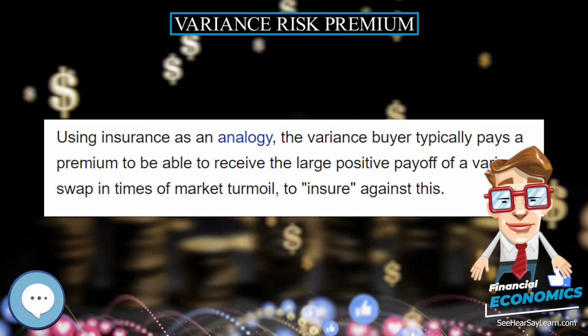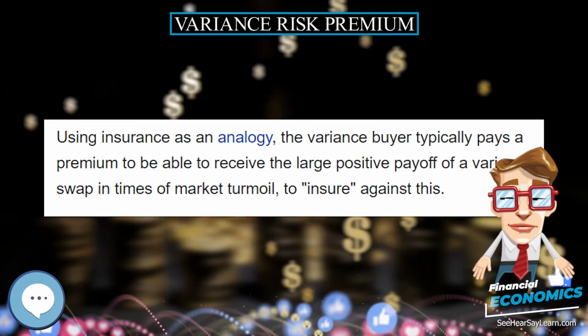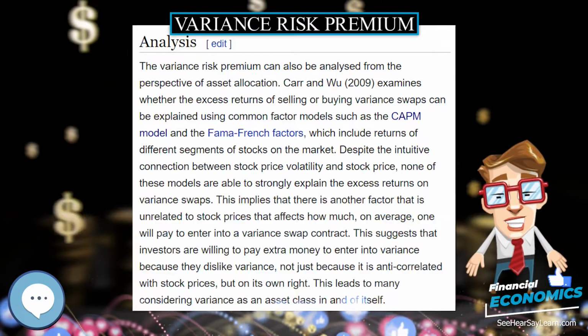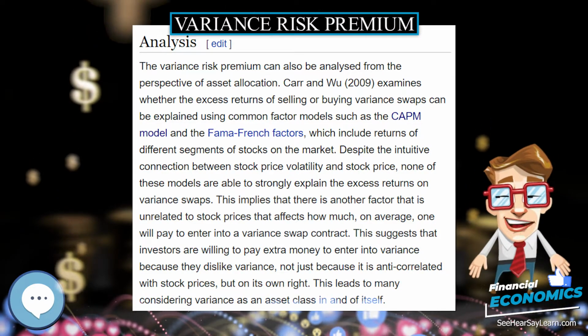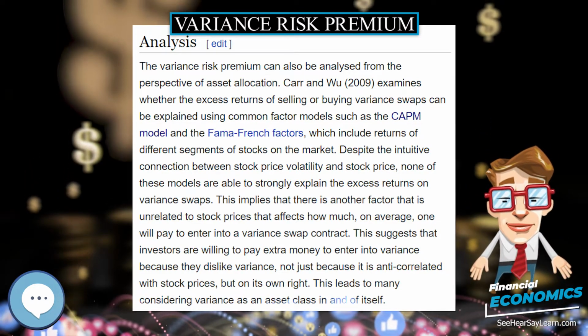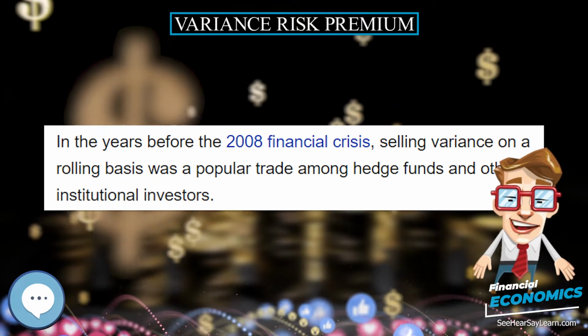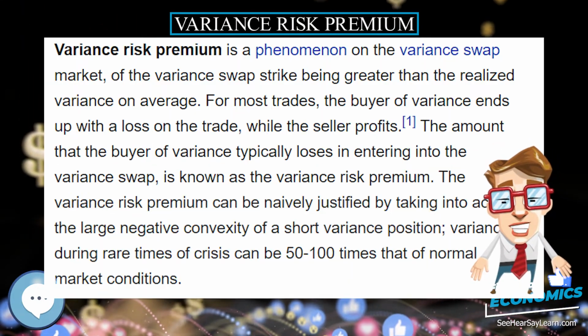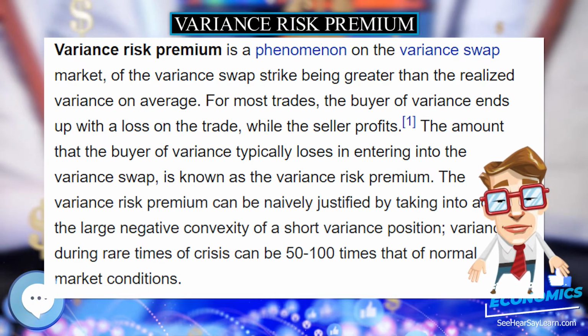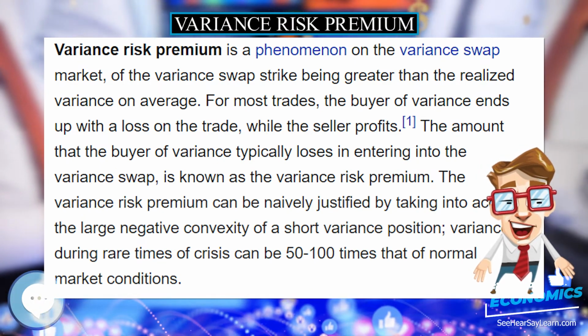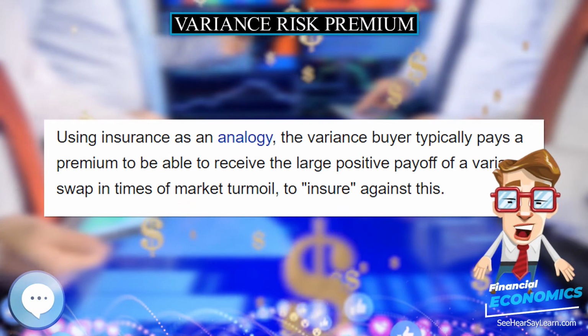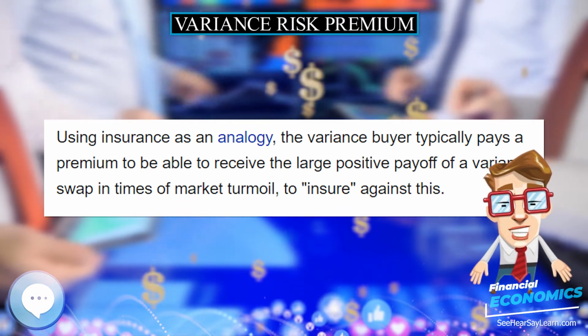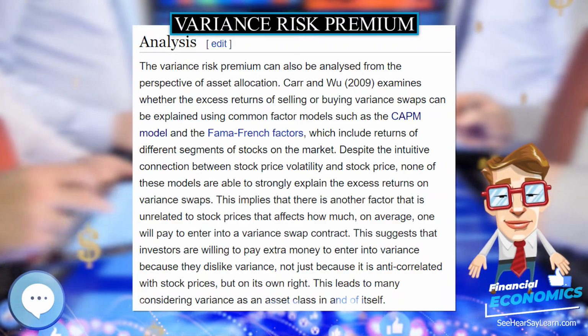The variance risk premium can be naively justified by taking into account the large negative convexity of a short variance position. Variance during rare times of crisis can be 50 to 100 times that of normal market conditions. Using insurance as an analogy, the variance buyer typically pays a premium to be able to receive the large positive payoff of a variance swap in times of market turmoil.